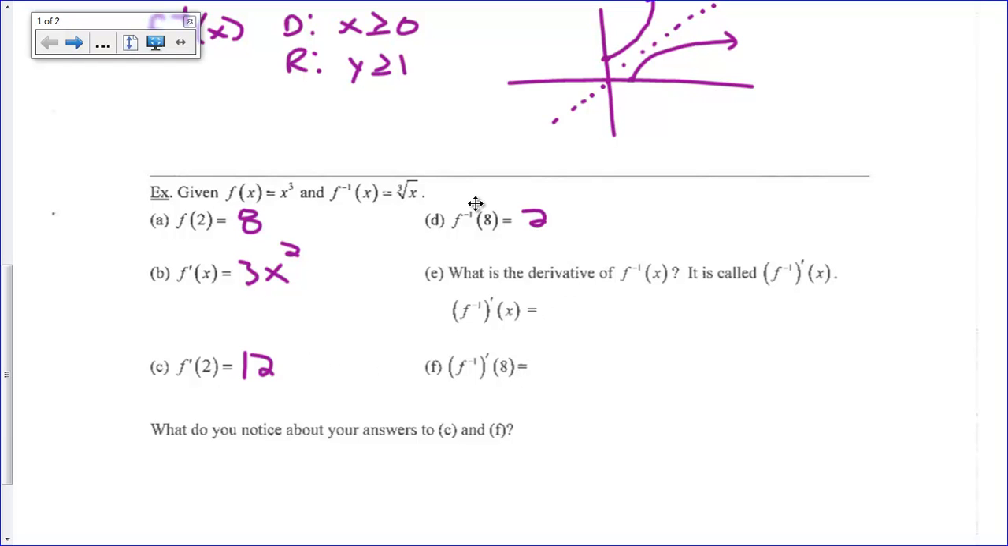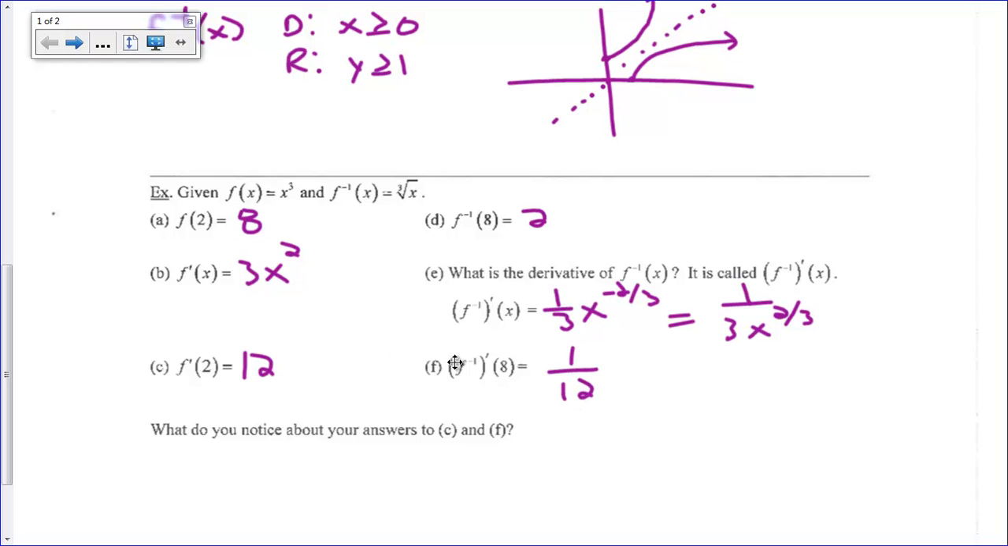The derivative of f inverse, so let's find out what that derivative is. That would be 1/3 x to the negative 2/3, which would be 1 over 3x to the 2/3. That's called f inverse prime. Now, f inverse prime at 8 would be 1 over, again, remember this is power over root when you have a fractional exponent. So I'm going to do the cube root of 8 first, which is 2. 2 squared is 4. 4 times 3 is 12.